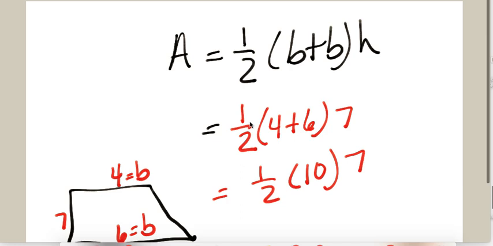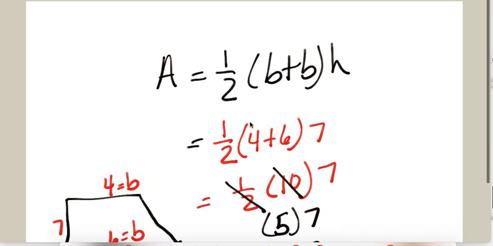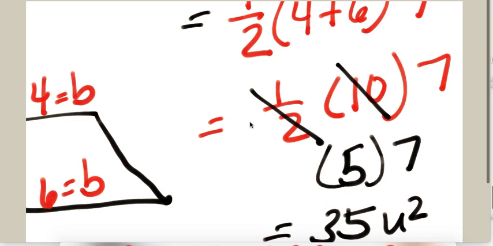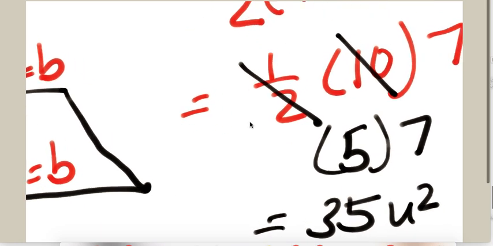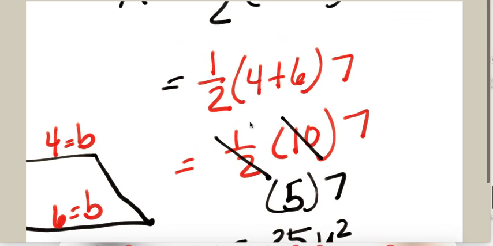So I can either multiply them and then cut in half, or if one of my numbers is even, I can cut it in half ahead of time. So I cut my 10 in half, I get 5, and now I have 5 times 7, which would equal 35 units squared. So that would be the area of this trapezoid. I know, sorry, kind of cut it off right there, so I zoomed in so you could see the answer. But that is how you work that out.